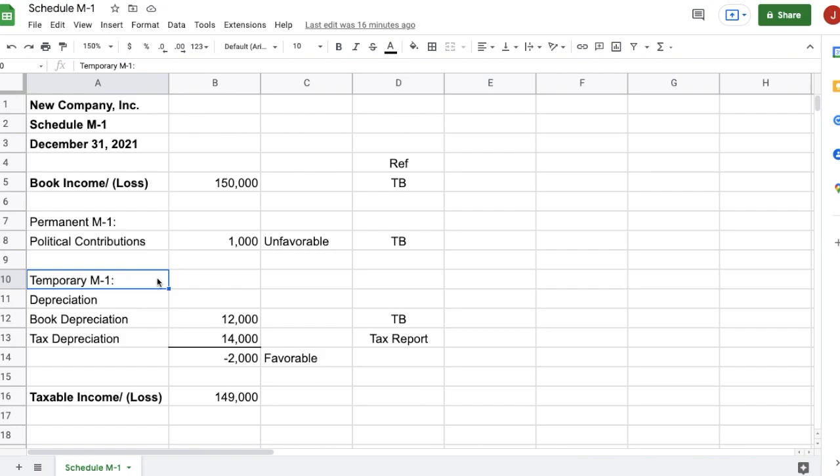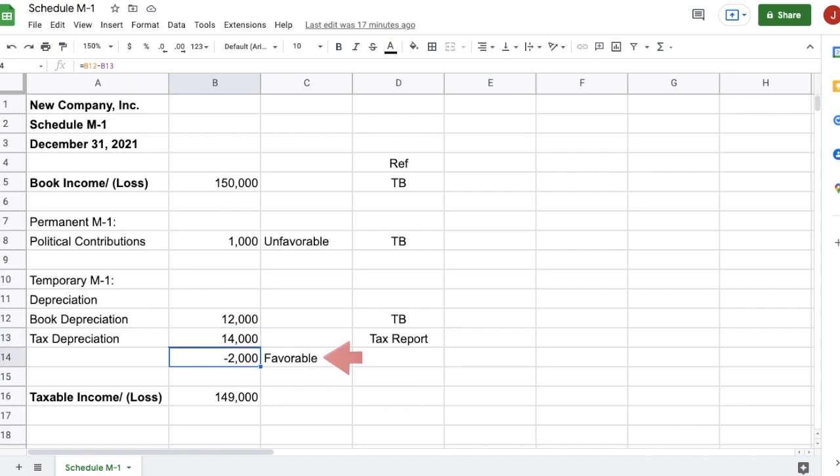For book purposes, we have a depreciation number of $12,000. And this number is coming from the trial balance. It'll have its own line, and you just pull that number directly from the trial balance. Now let's look at the tax depreciation amount. So we looked at the book depreciation of $12,000, and now we went to the tax report, we double checked to make sure that it was correct, and then we get $14,000.